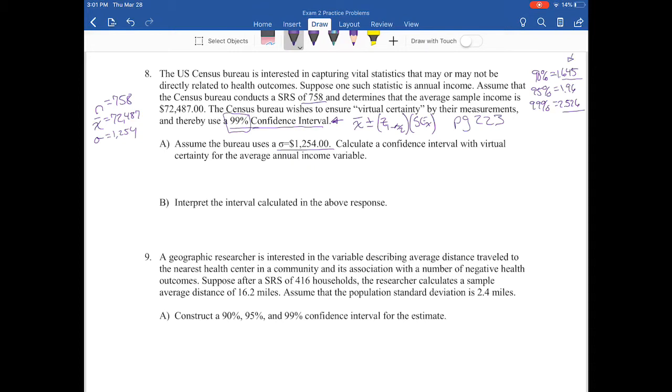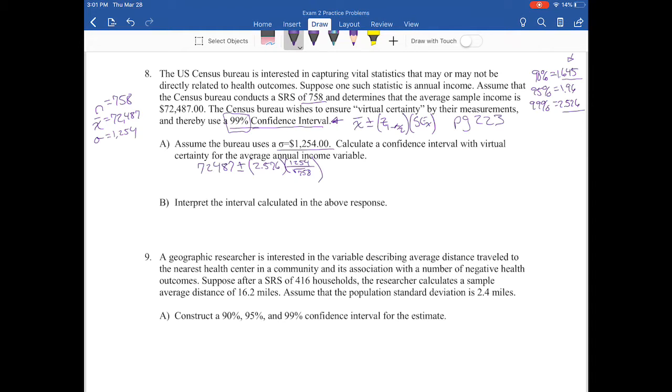So when we're doing our confidence interval at 99% with all the information that we've been given here, we're going to set our problem up. So our x bar, 72487, plus or minus, since this is 99% confidence interval, we're going to use the 2.576 value times our standard error of x, which is 1,254 over the square root of your n, which is 758.